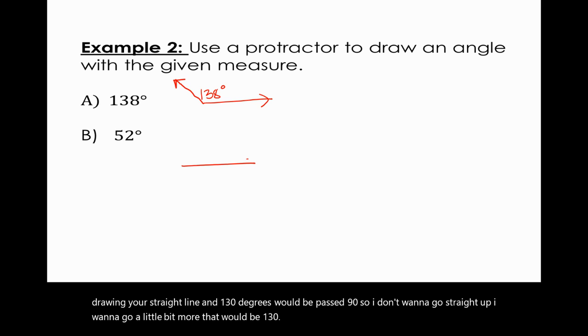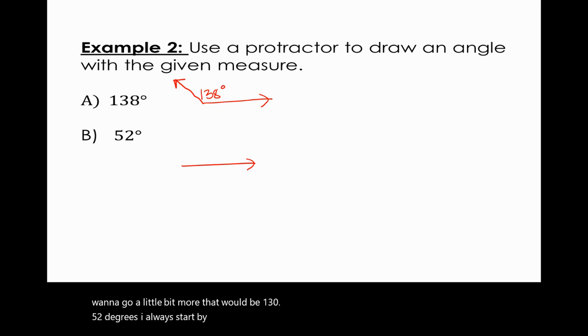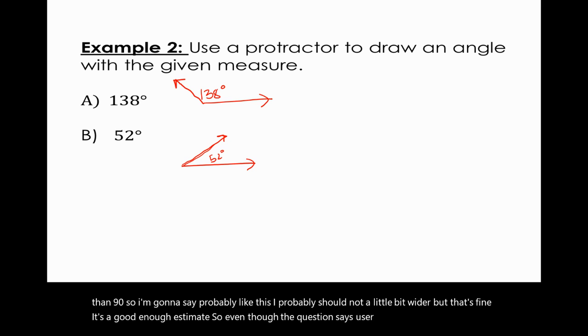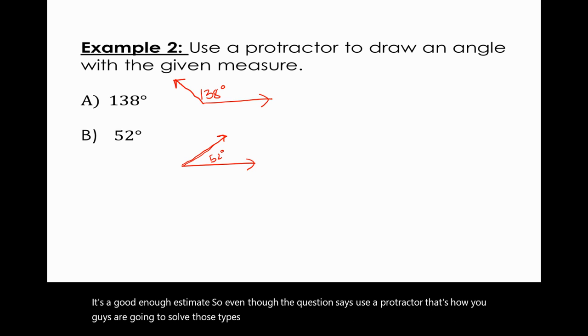For 52 degrees, I always start by drawing that straight line, and then 52 degrees is going to be less than 90. So I'm going to say probably like this. I probably should have done a little bit wider, but that's fine. It's a good enough estimate. So even though the question says use a protractor, that's how you guys are going to solve those types of questions on your homework.